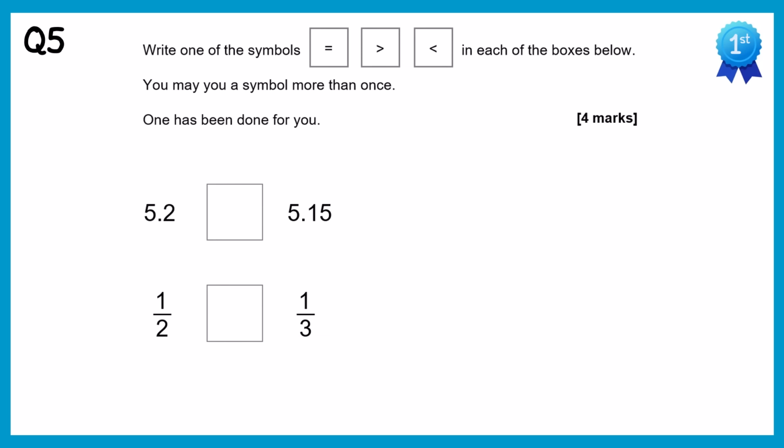In this question, we need to use one of these symbols up here to put in each of the boxes. Let's first of all compare 5.2 and 5.15, which we can do by writing one on top of the other. If we now look at the columns starting on the left-hand side, this is the units column, so both of them have 5 units. So in that respect, they are the same number. But if we move along to the tenths column, you can see they're different. The top number has 2 tenths and the bottom one has 1 tenth. And since 2 is greater than 1, 5.2 must be greater than 5.15.